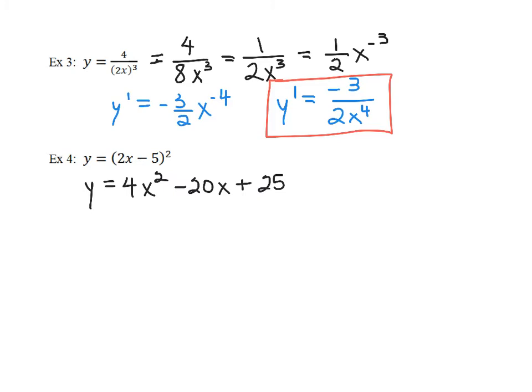Now we're ready to just go ahead and take our derivative. You'll notice that I've got addition and subtraction, so I'm taking the derivative of each term separately. 4x squared, derivative 8x. Derivative of negative 20x would be negative 20, and the derivative of 25 would be 0. So this derivative was quite easy if I first of all simplified the binomial squared.